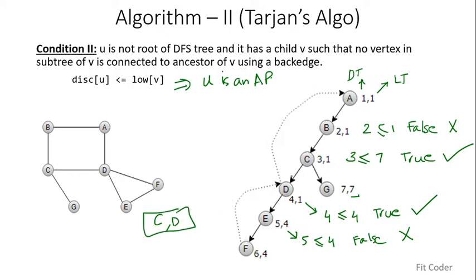So once we have found out the low time and discovery time for all the nodes in the DFS tree, then it is quite easy to find out which will be the articulation points. Now let's have a look at the pseudocode of Tarjan's algorithm.